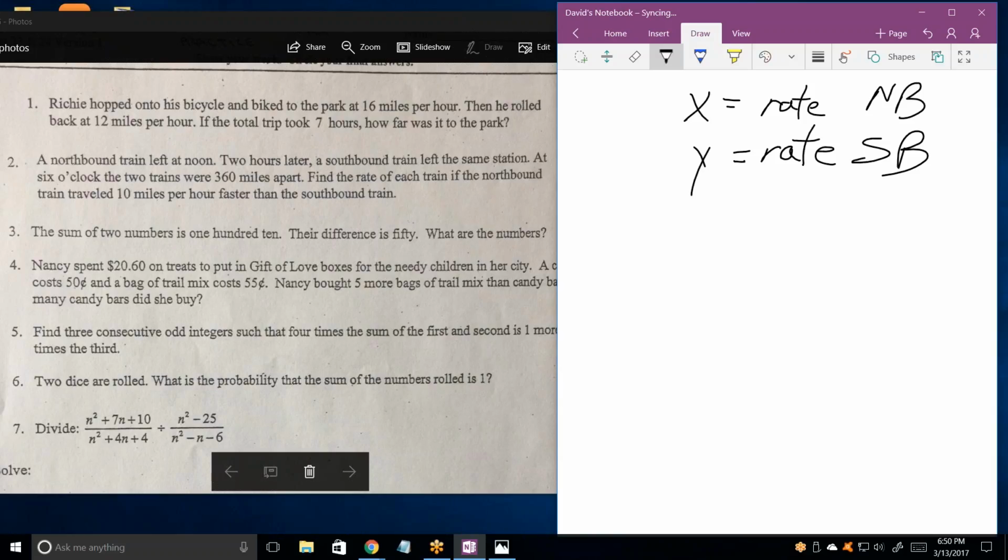Now, here's our picture. Here's the station. We got a northbound train heading that way at X miles per hour. We got the southbound train heading that way at Y miles per hour. But the southbound train doesn't start until 2 hours after the northbound train starts.